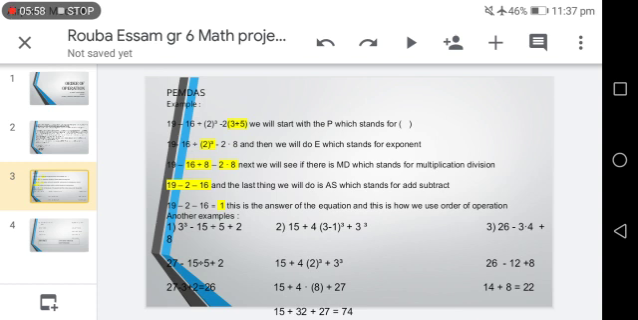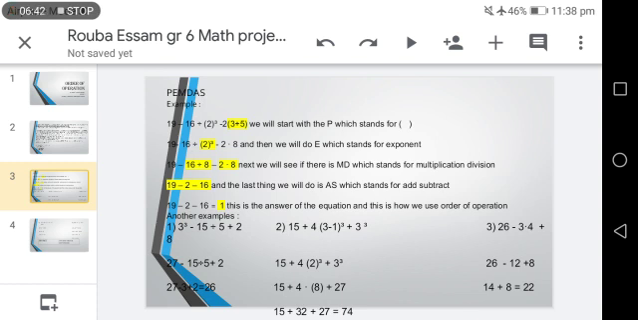Then we have the exponents, which are 2 to the power 3 and 3 to the power 3. 2 to the power 3 is 8 and 3 to the power 3 is 27. So 15 plus 4 multiplied by 8 plus 27. We see MD. We have 4 multiplied by 8, which is 32. And the last thing is AS, which stands for add and subtract. 15 plus 32 plus 27 is 74.